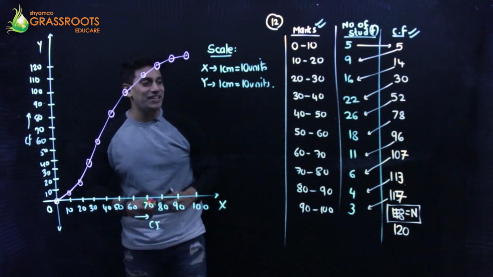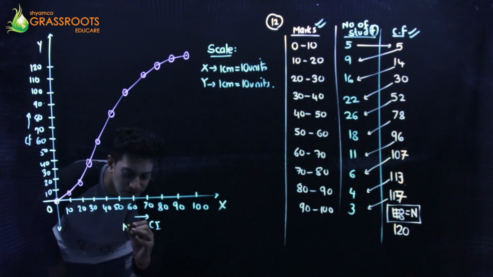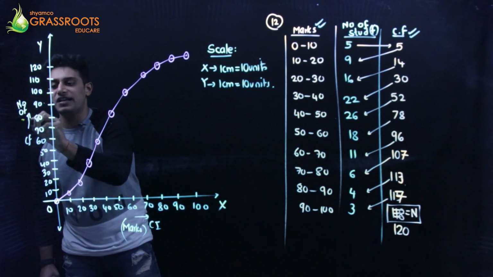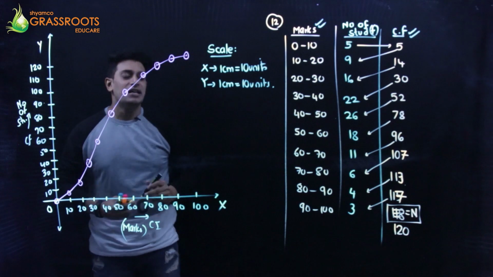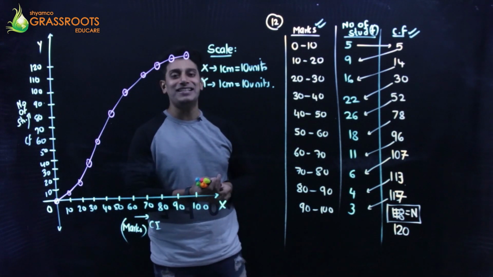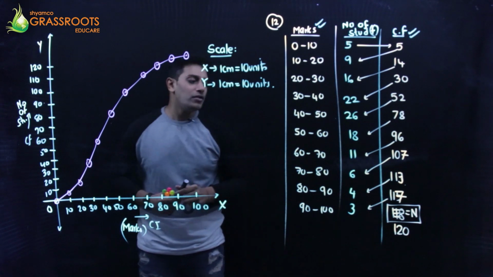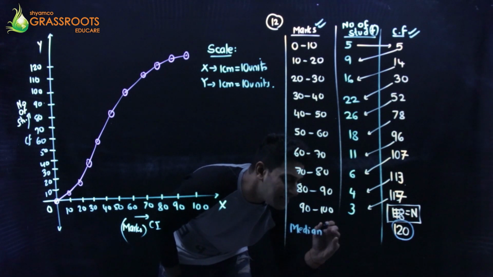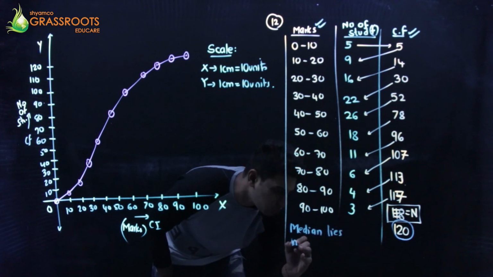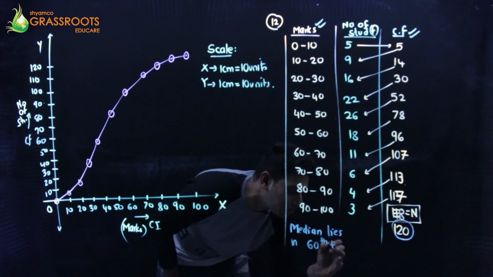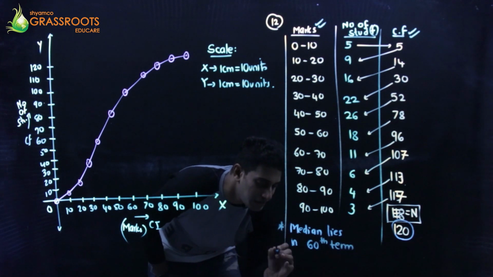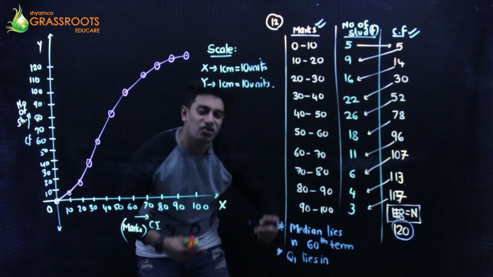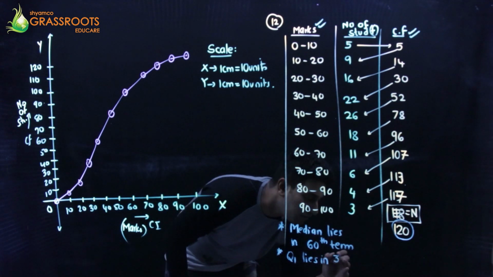Now listen to me carefully. These are the marks and these are the number of students, which is definitely CF. The first question they are asking me is to find out the median. Remember, N is even, so the median lies in the n by 2th, that is going to be the 60th term. And quartile 1, the lower quartile, lies in the n by 4th, 120 by 4, 30th term.